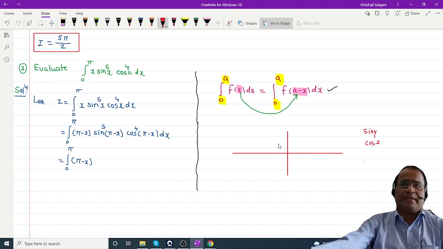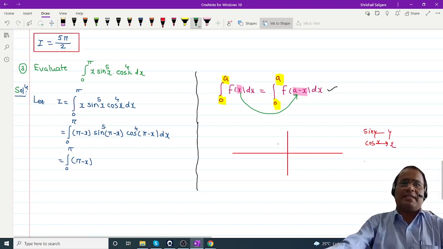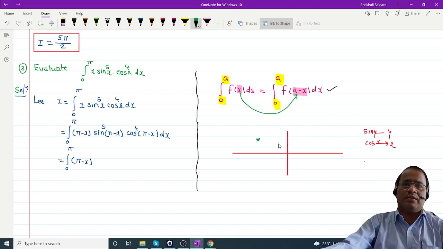Y axis. The sine is related to y, cos is related to x. Now sine of pi minus x, that comes in the second quadrant, pi minus x, 180 minus x. So what is the sine of pi minus x? Sin x.